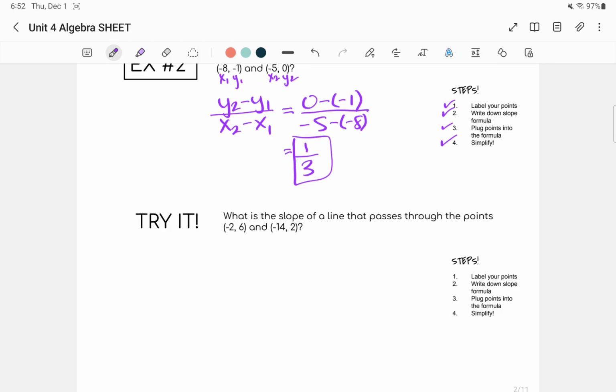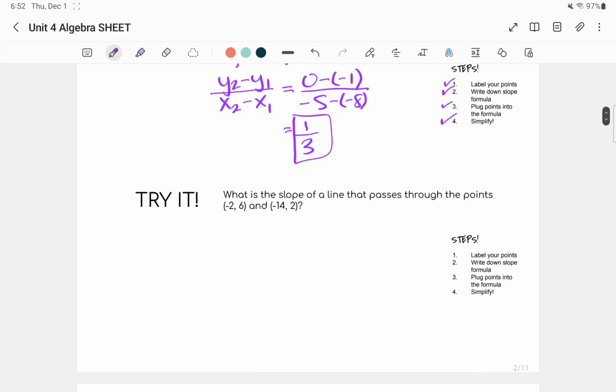Now for the try it again, go ahead and pause, just give it a try, and I'll go over it in just a second. All right, so let's go through the steps. My first step is to label the points: x1, y1, x2, y2. Now I'm going to write down the slope formula, which is y2 minus y1, over x2 minus x1.